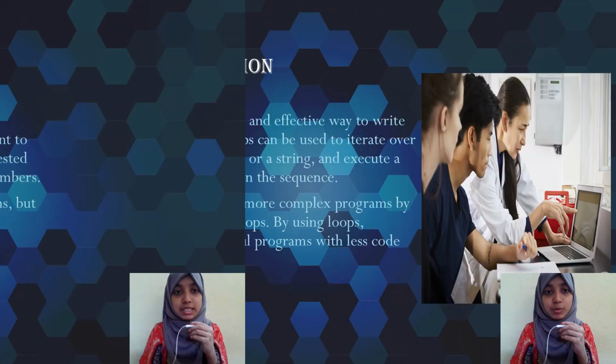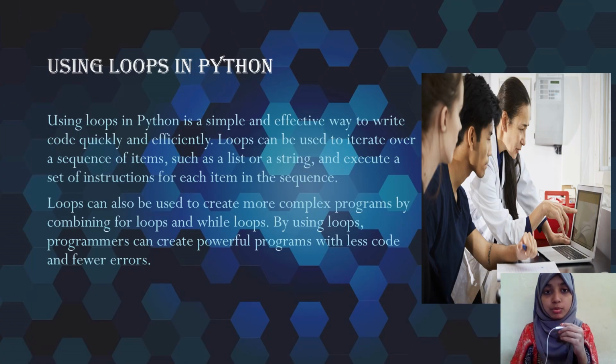And next we'll be learning about how to use loops in Python. Using loops in Python is a simple and effective way to write code quickly and efficiently. Loops can be used to iterate over a sequence of items such as a list or a string and execute a set of instructions for each item in the sequence.